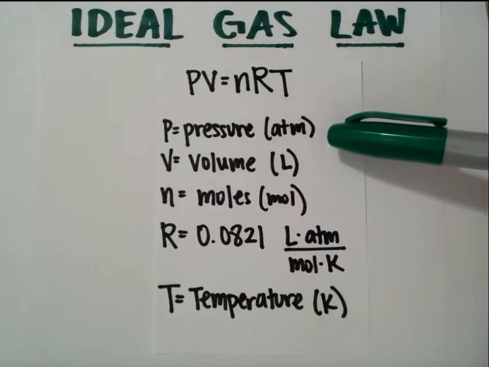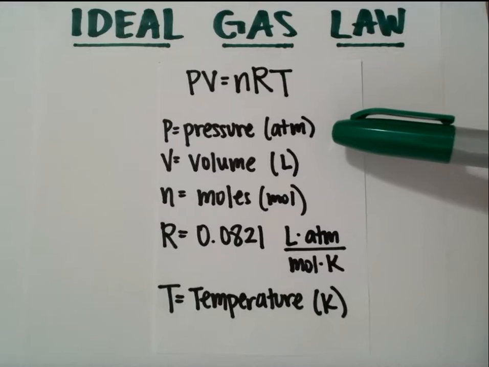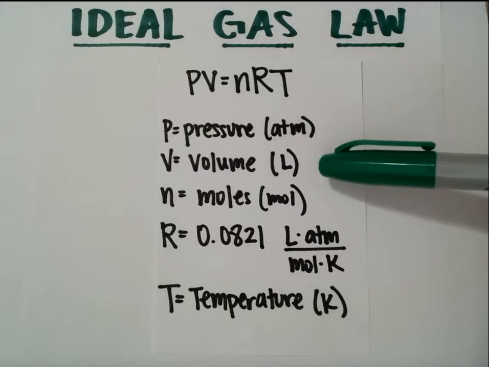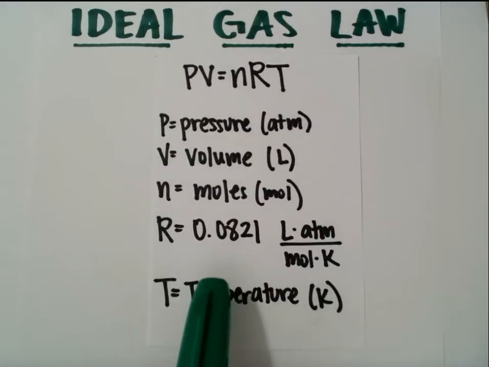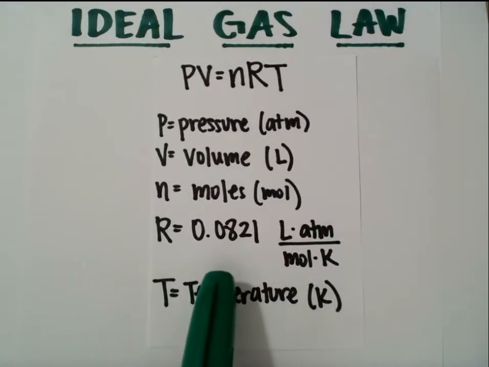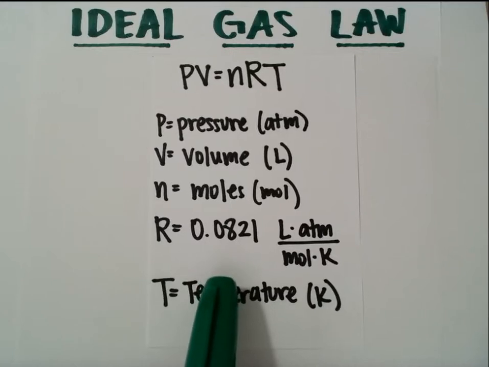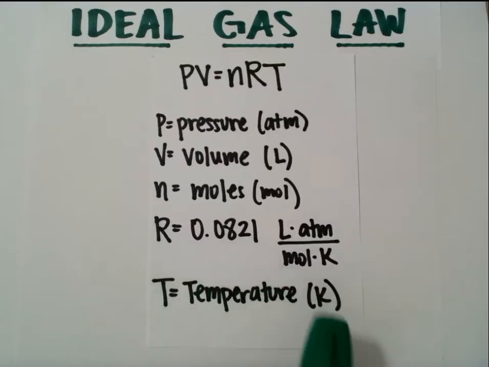Pressure has to be in the units of ATM, so if in your problem it's given to you in mmHg or torr, you have to convert it to ATM. Volume has to be in liters. Same thing here. If the problem gives you milliliters, you have to convert to liters. N is moles, MOL. R is this constant right here. So this number will never change for R. R will always be given to you, and it will always be this number with these units.